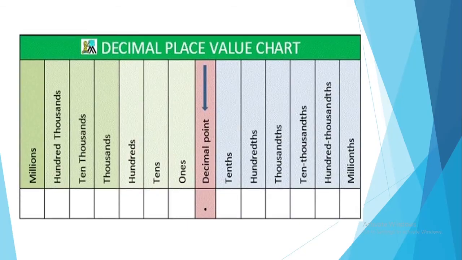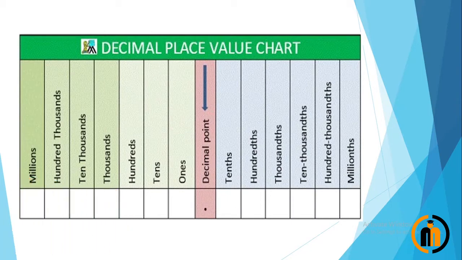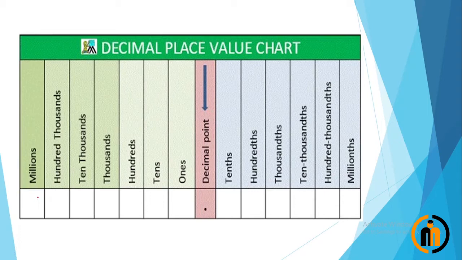The first lesson we are going to look at is multiplying and dividing decimals mentally. This is the decimal place value chart. The decimal point comes in the middle. After the decimal point, the first place value is tenths. The second place value, which comes after tenths, is hundredths. The third place value, which comes after hundredths, is thousandths.